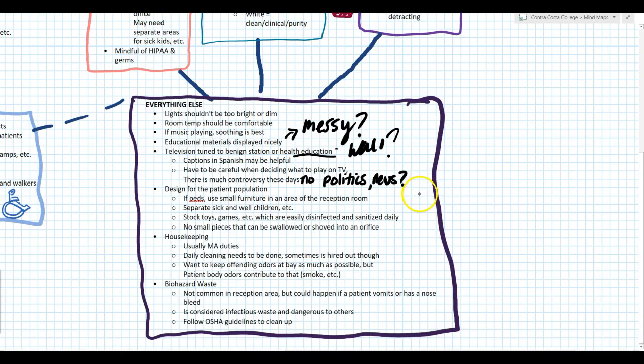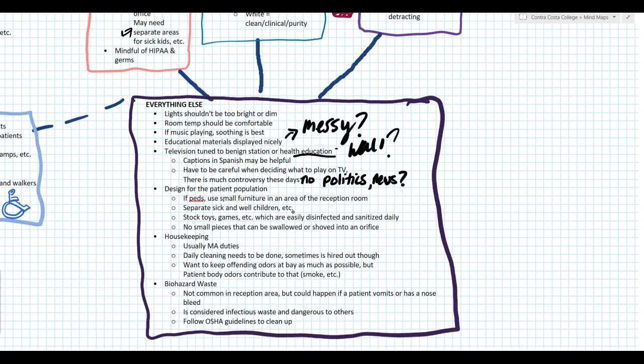You want to design the reception area for the patient population, and we spoke about that a little bit up here, but we talk about it a little bit more here. If you're designing a pediatric area, you want to use things like small furniture for kids that's easier to get in and out of, in one section of the reception room. So obviously you're not going to design the whole reception room with all tiny furniture because it's going to be really hard for the moms and dads to get down in that tiny furniture. But you will design one area of the reception room with all small furniture for the children to utilize.